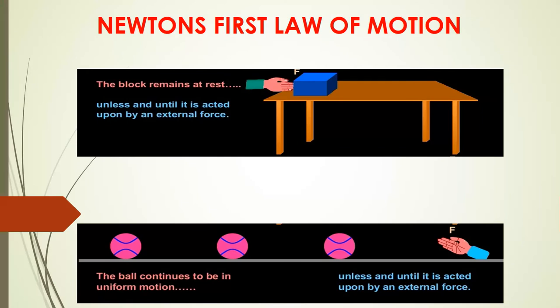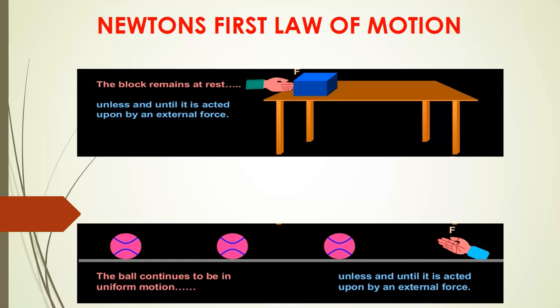For this, consider a block. It remains at rest unless and until it is acted upon by some external force. Similarly, if a ball rolls, it will continue to roll unless and until we apply an external force. But in real life situations, if we hit a ball, it will roll, but it will stop after some time, isn't it? Why does it stop? Why is it not following Newton's first law?